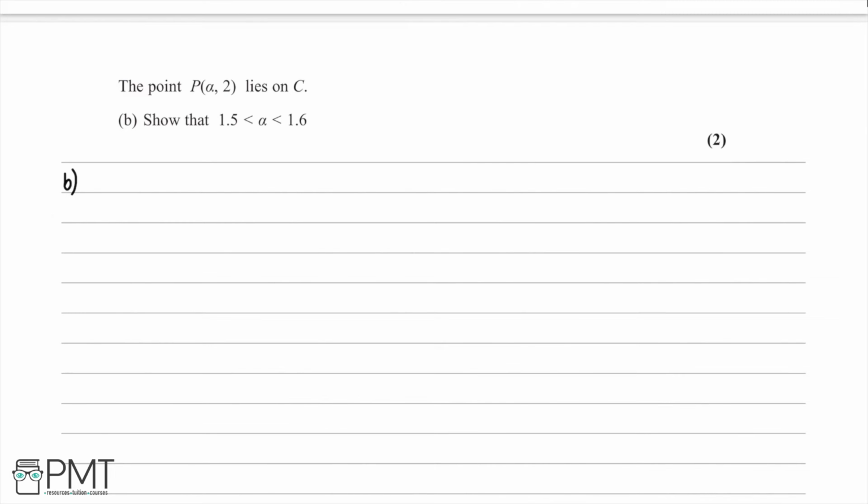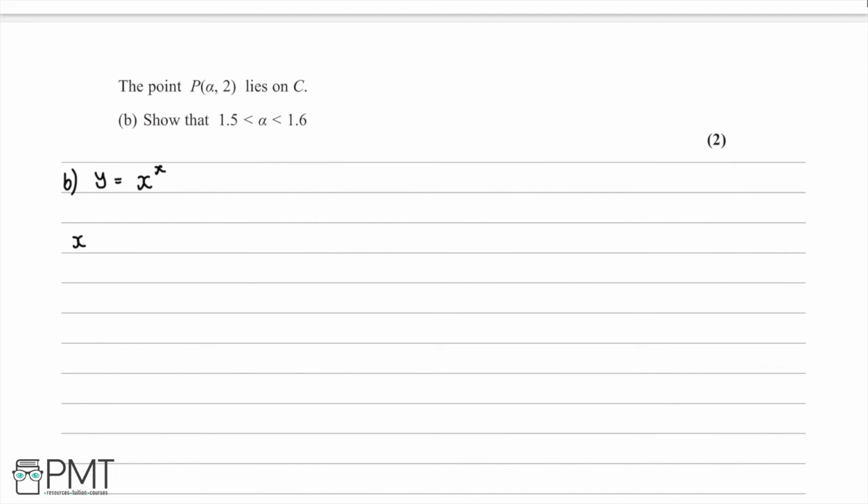And we're asked to show that alpha, the x coordinate, is between 1.5 and 1.6. So first of all, we recall that the formula for a curve C is y is equal to x to the power of x. So what we're going to do is take these two values, 1.5 and 1.6, and substitute them into our equation for y.